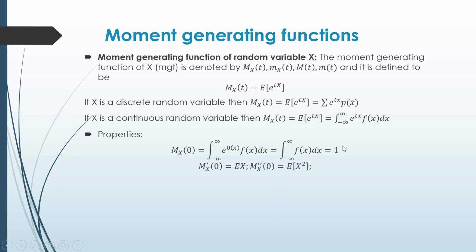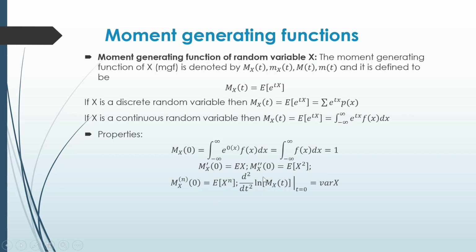The first derivative of the moment generating function, M'_X(0), is the expected value of x. So the first derivative of the moment generating function is the mean. The second derivative of the moment generating function at the point 0 is E[x squared], and the n-th derivative of the moment generating function is the expected value of x to the n.